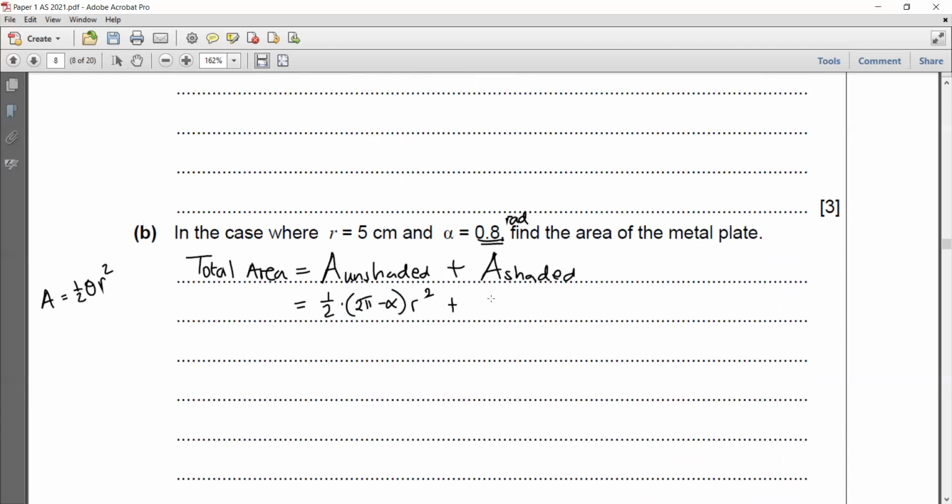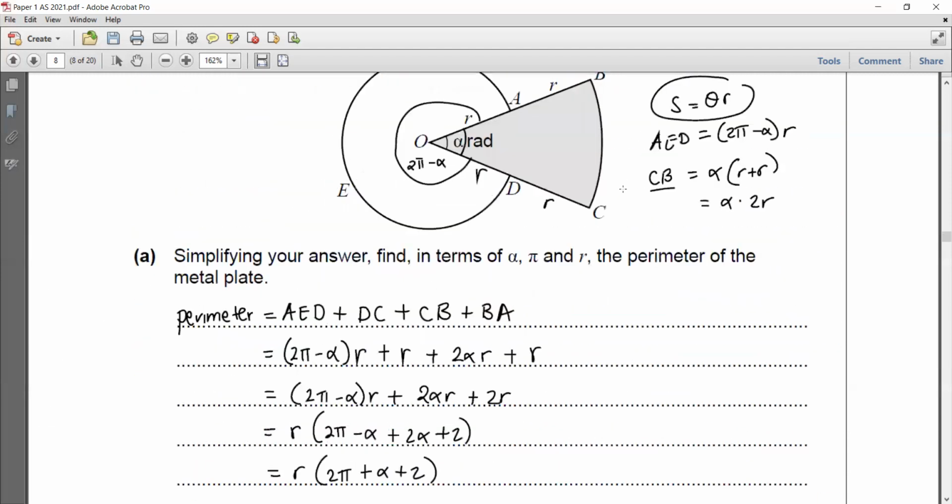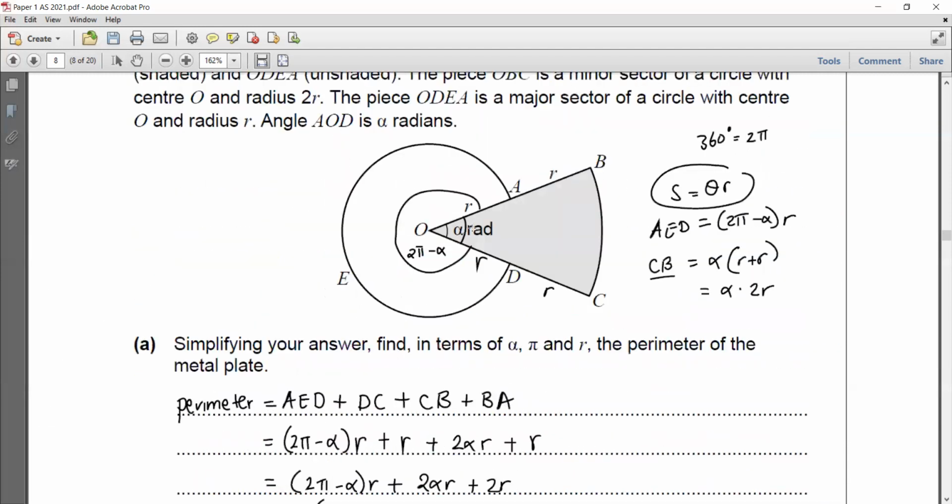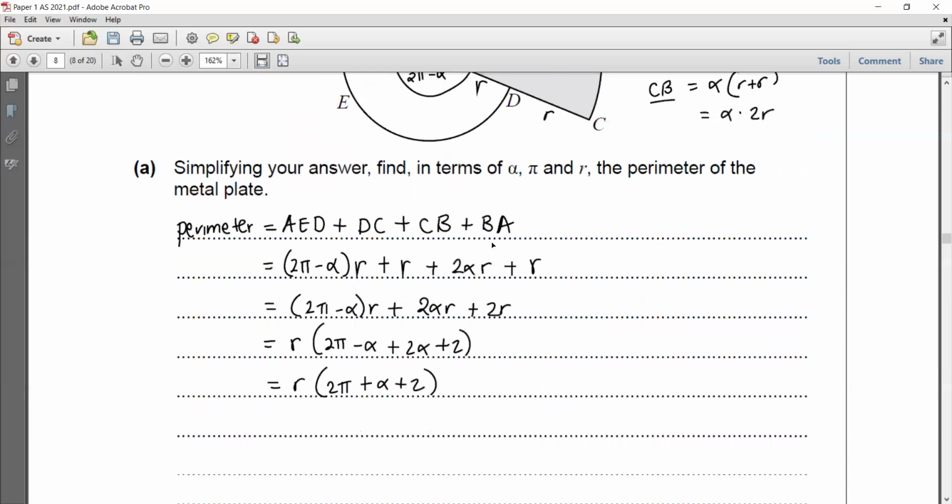Okay, now the area of the shaded is also a half multiplied by theta. What is my theta here? Or what is my angle? The angle of the shaded sector is alpha.